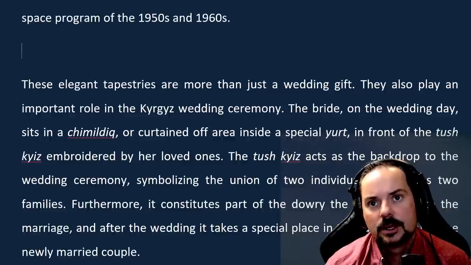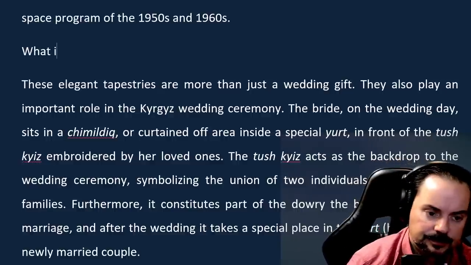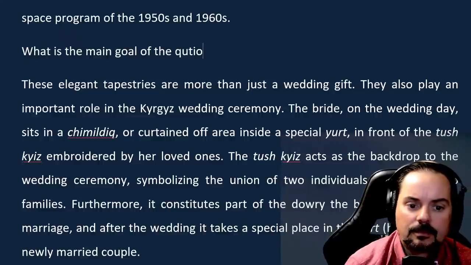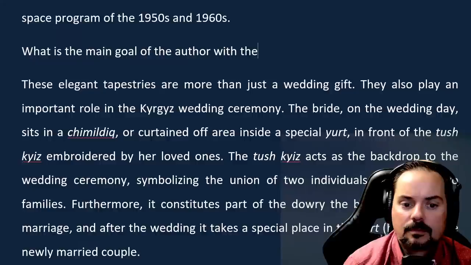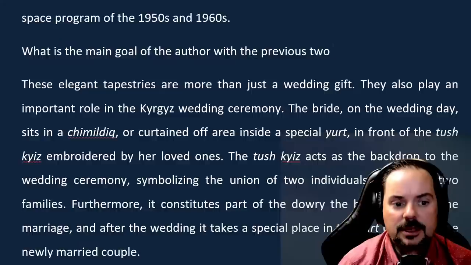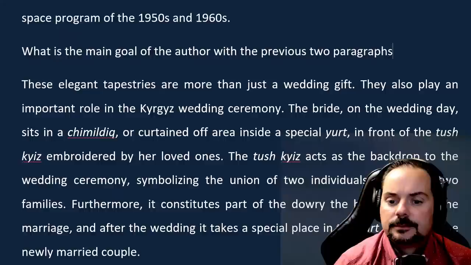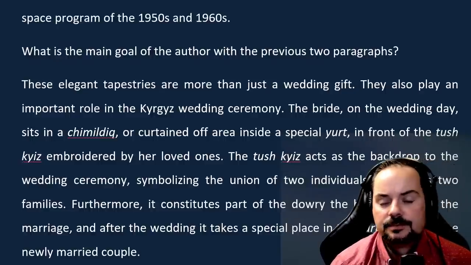So think about what you read in the first paragraph and the second one, and then really just think about it in a simple way. Now, simple is not easy, but in a simple way. So these two paragraphs, what is the main goal for the author here? Can I say this, the meaning of Tushkis, or the symbol? Closer. Yeah, I think you're very, very close with that answer. The importance of Tushkis? The inclusions on the Tushkis.